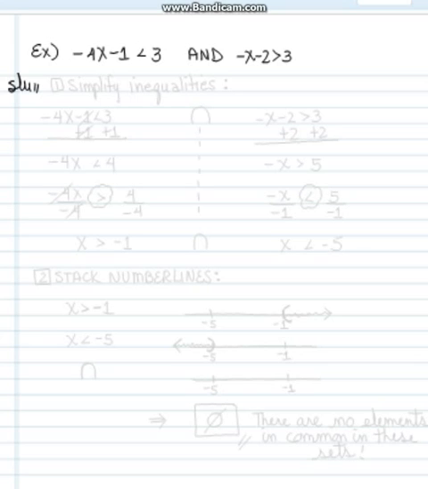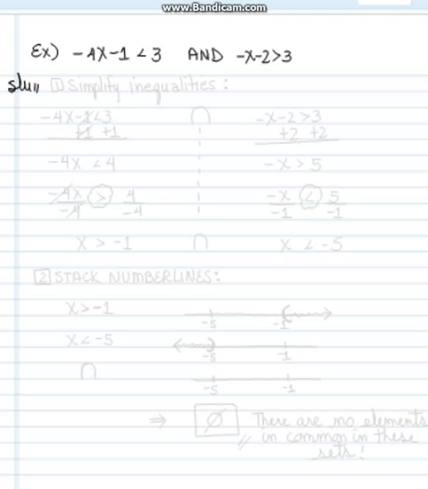Let's graph the intersection, that's the word "and," of the two inequalities. The first one is negative 4x minus 1 is less than 3. The second one is negative x minus 2 is greater than 3. Now, since these are complicated inequalities, step one is to simplify each of the inequalities.